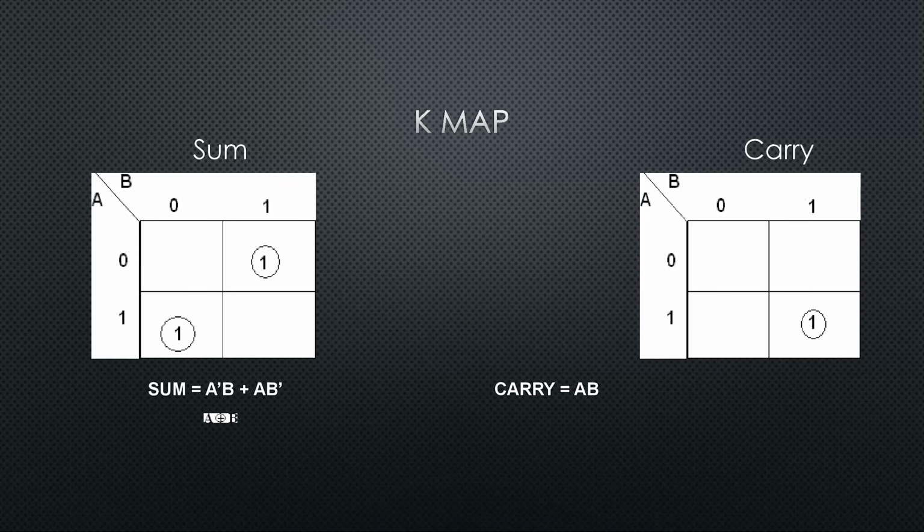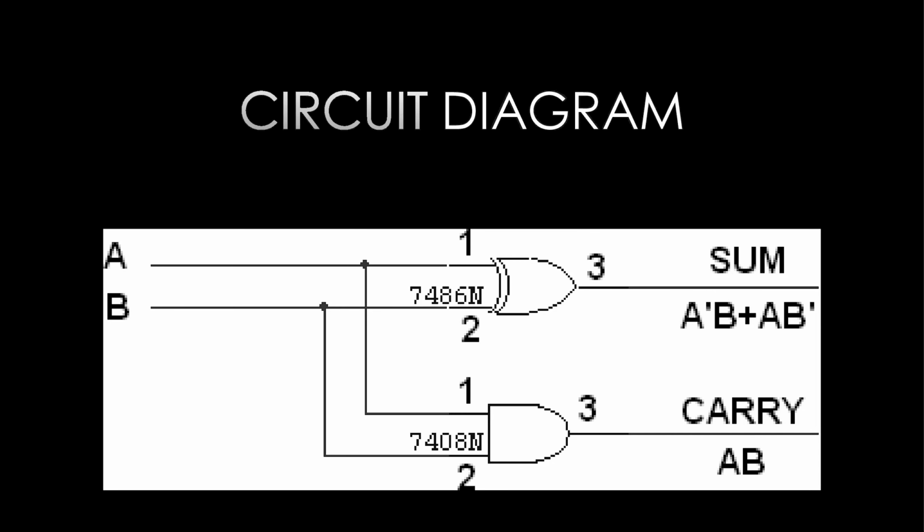and this is the K map for the half adder. Sum equals A bar B plus A B bar, carry equals A B. Circuit diagram of the half adder.